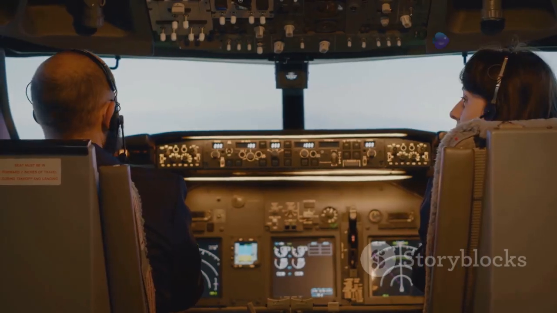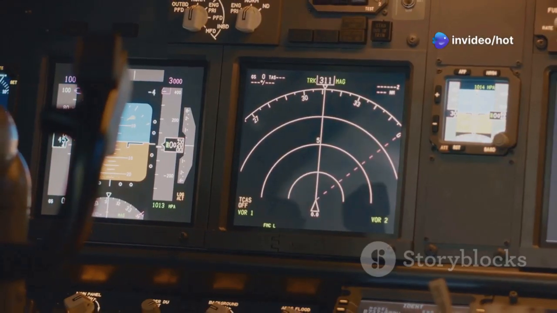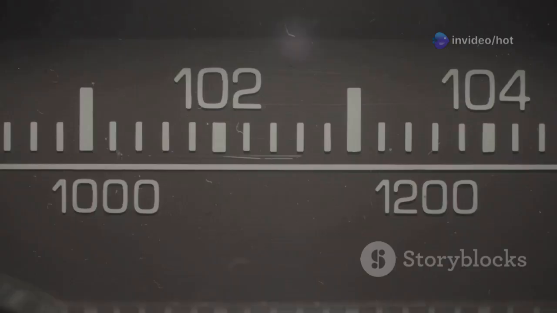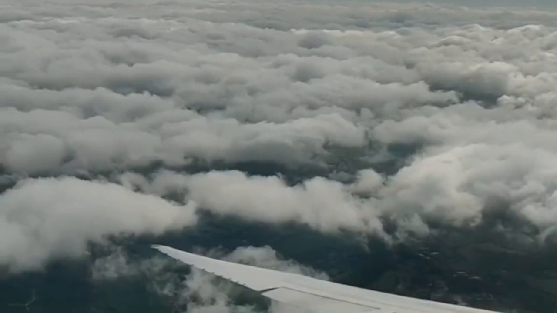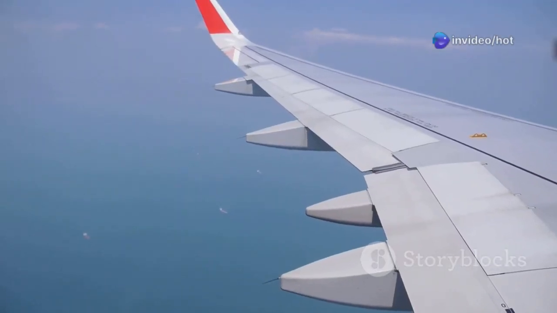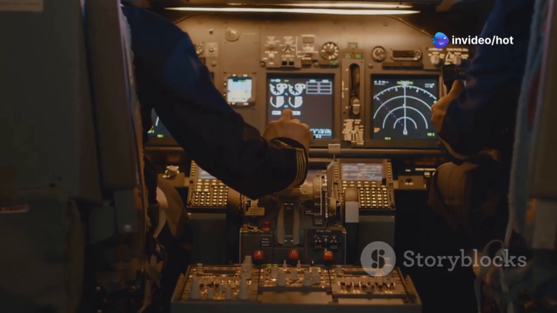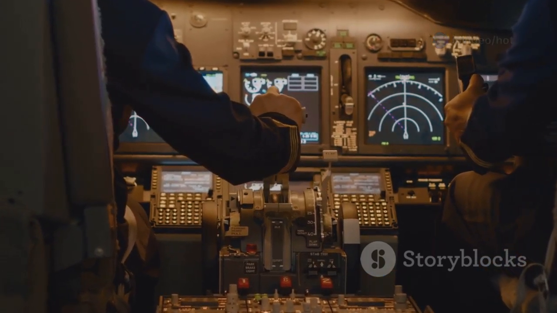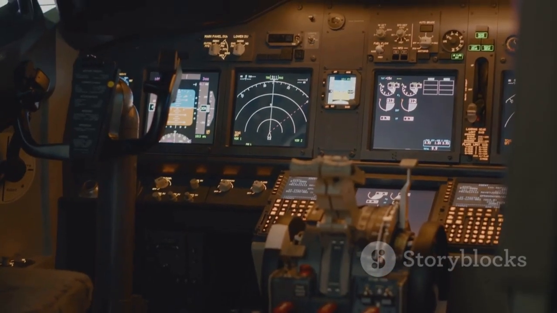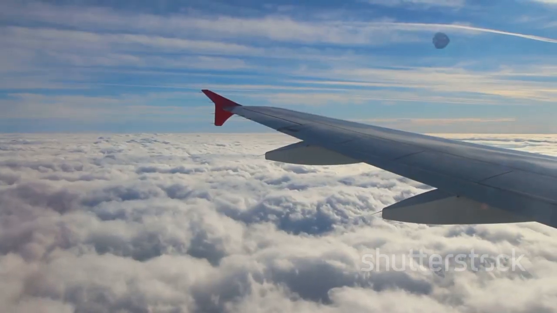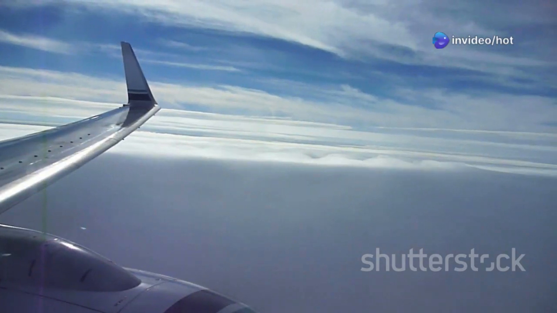For instrument flight rules flights, aircraft on magnetic tracks from 0 degrees to 179 degrees are eastbound. These eastbound flights use odd thousands flight levels. For example, flight level 210, flight level 230, flight level 250, and so on. Aircraft on magnetic tracks from 180 degrees to 359 degrees are westbound. These westbound flights use even thousands flight levels. For example, flight level 220, flight level 240, flight level 260, and so on.